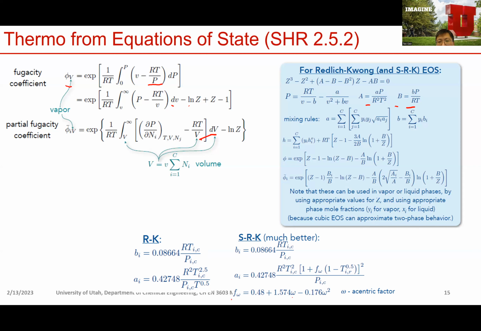Okay. Now, from this you can get Z, and you can plug it back into this equation and do the integral, then you should be able to get the fugacity coefficient and partial fugacity coefficient. Then you can plug it in the rigorous form of the K value. Then you can compute the K value. Okay.